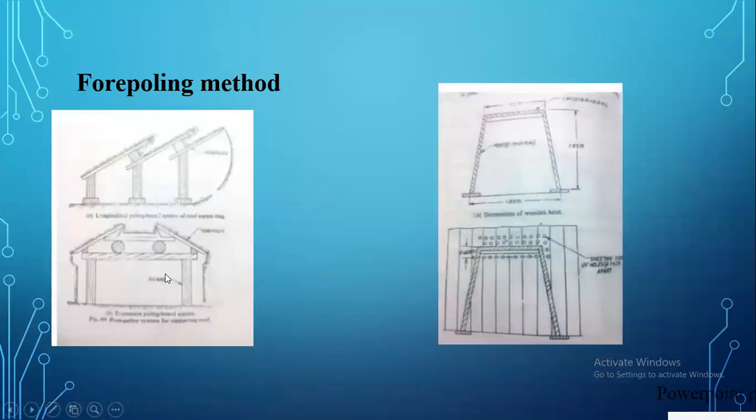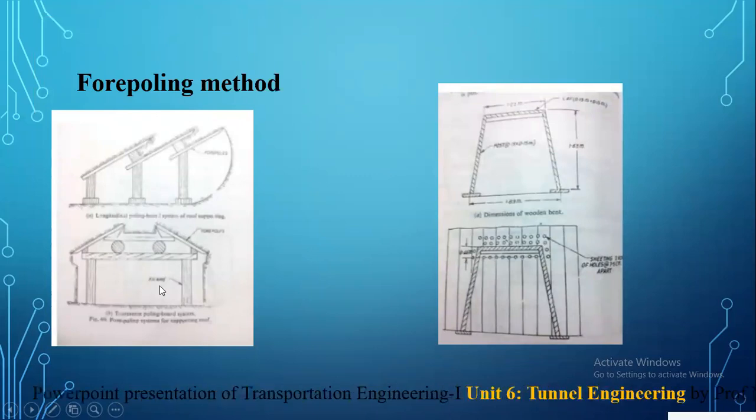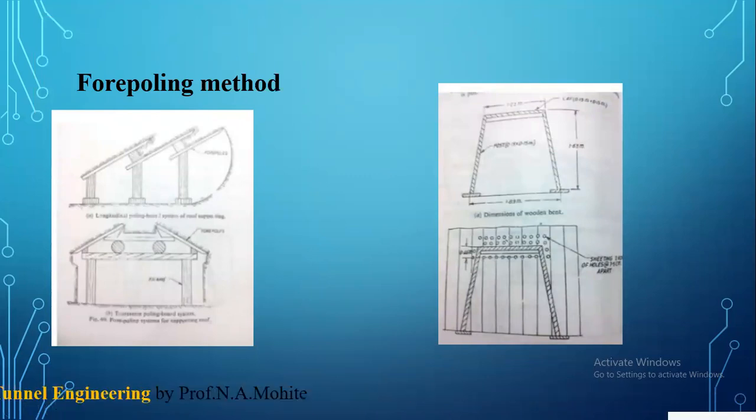So this is used for running ground where more subsoil is present, and replaced by compressed air tunneling. That is the last method. Okay, so in this case, what has been done? So sinking of the shaft.